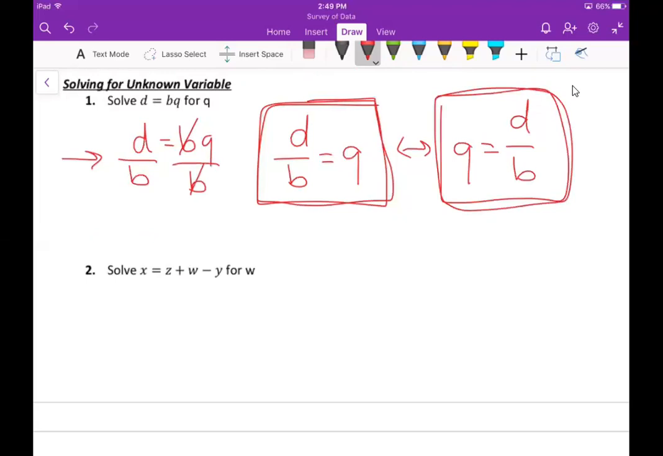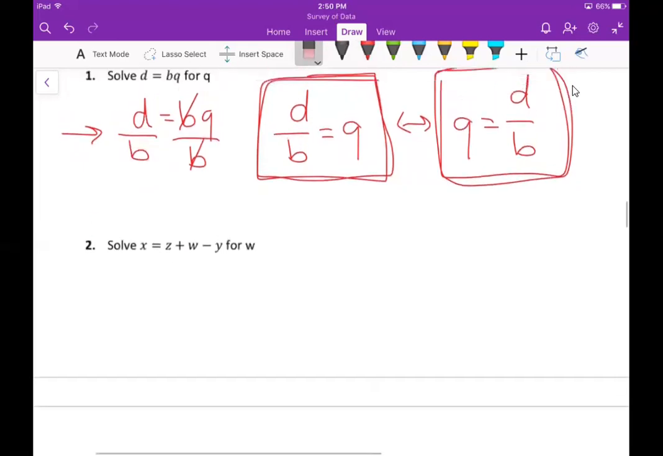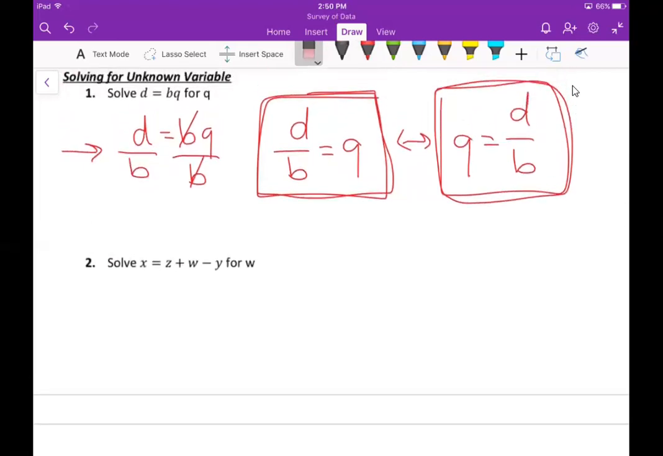So you still think about what's happening to the variable you want to solve for, and you undo those operations. It's just that the things won't simplify because they're not numbers that can be combined. They're different variables that can't be combined. So we just leave those expressions as is.